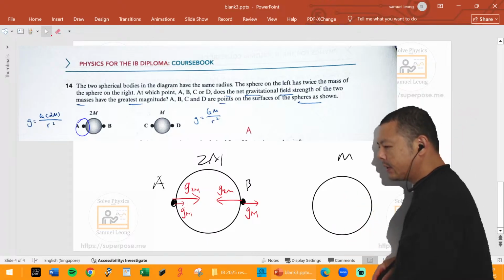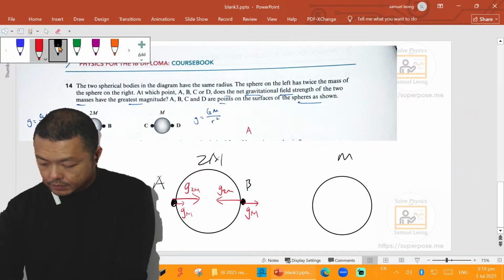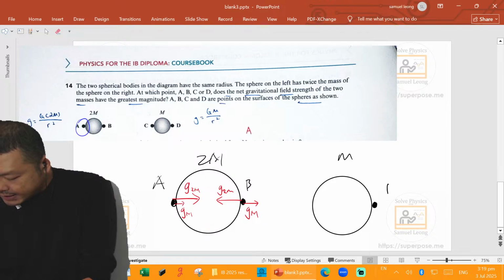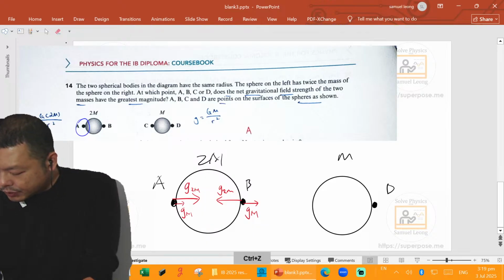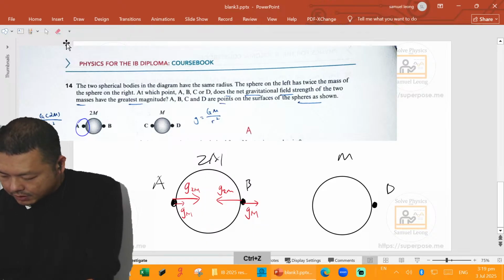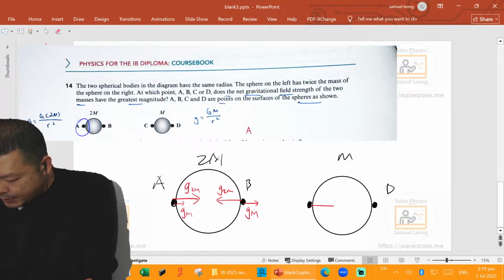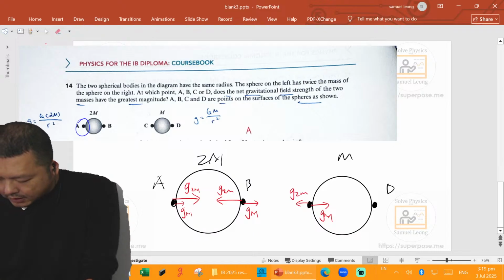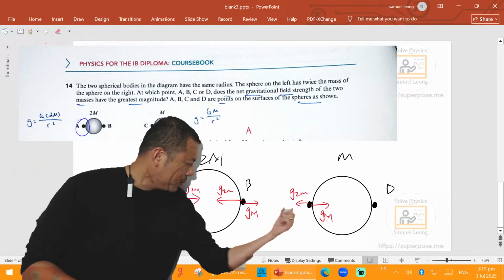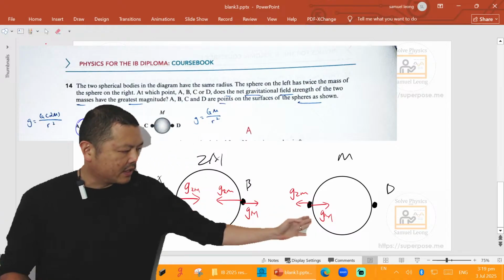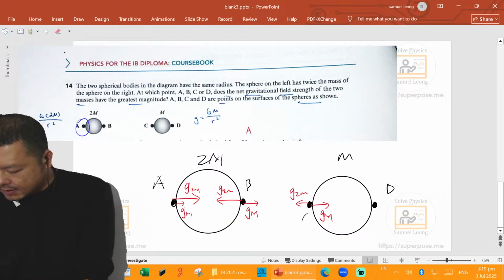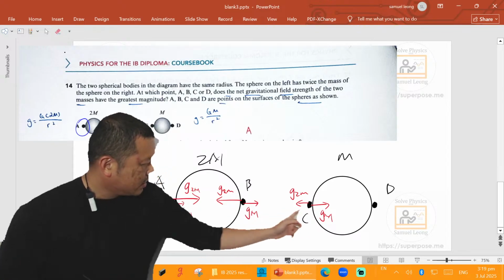And then the last point here? I'll just go through everything. So point C here. At point C, you will experience a significant G field strength from M, and then you'll get a smaller G field strength from 2M, because C is further away from 2M.